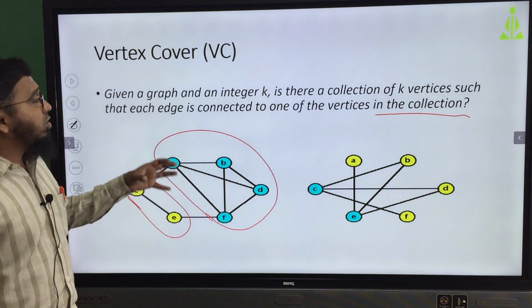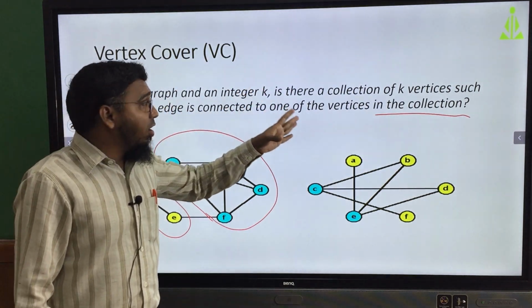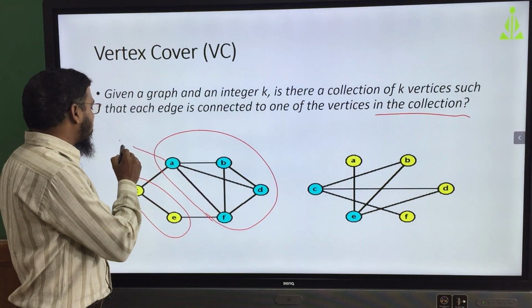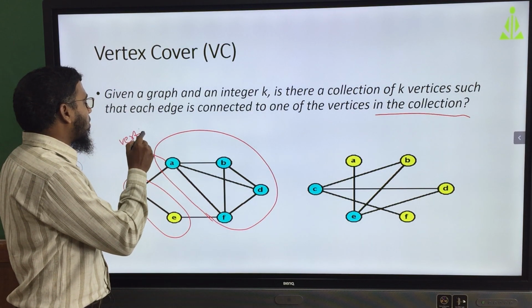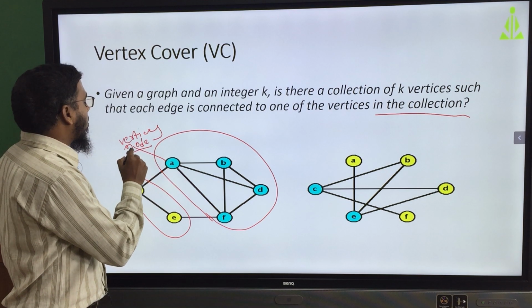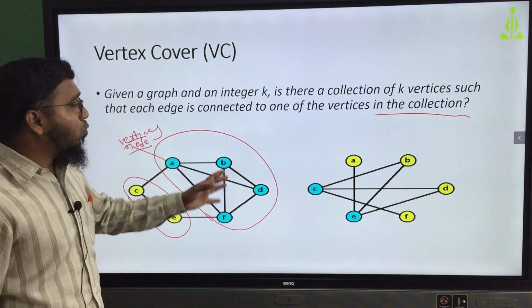Okay, in the graph, K is a collection of k vertices. These are all the vertices, or nodes. You can use any one of the names, no problem.